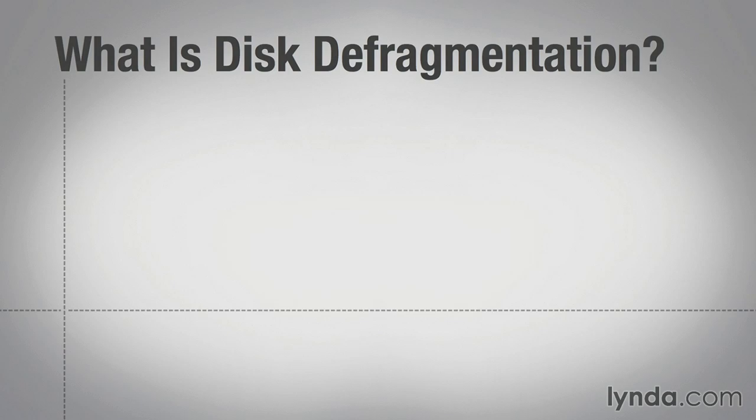One of the ways we can speed up the computer is through a process called disk defragmentation. For those of you that aren't familiar with this process, I'm going to go ahead and explain what that is. Think of your hard drive as graph paper. You know what graph paper looks like? It's just a bunch of little squares.